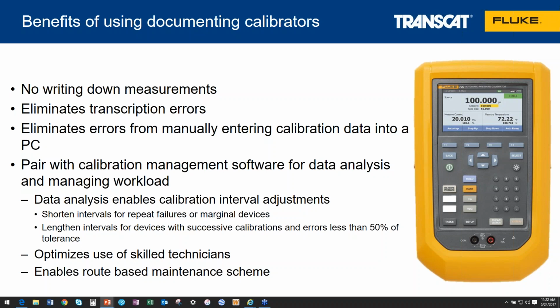Using calibration management software and documenting calibrators optimizes the use of skilled technicians, and one thing that's really big is it enables route-based maintenance schemes. A route-based maintenance scheme enables multiple devices, multiple tag numbers, to be loaded into a calibrator and enables the technician to go out and perform the calibrations, as opposed to performing one calibration, returning back to the shop, getting the information for the next calibration, and then going back out to perform the calibration. In the instance of using documenting calibrators and upload-download with calibration management software, multiple calibrations can be performed in one trip, which really improves the efficiency of the technicians doing the work.